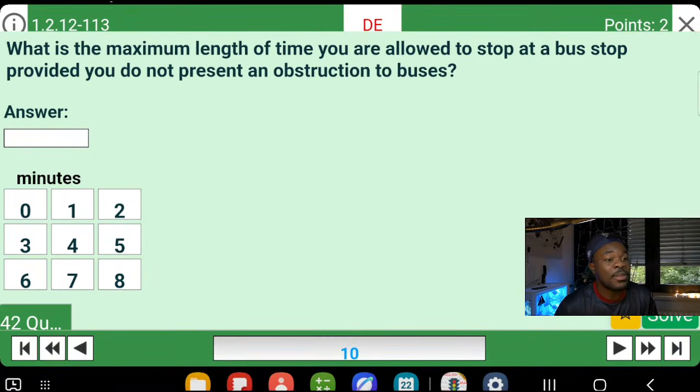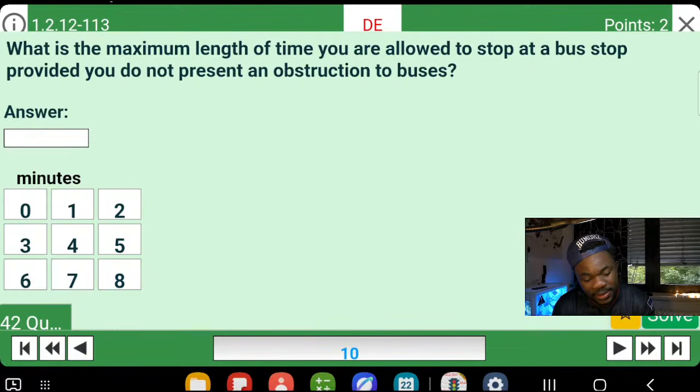What is the maximum length of time you're allowed to stop at a bus stop, provided you do not present an obstruction to the buses? I just answered this question already. I did not even know we were going to see it. So now everybody should be passing it. What's the answer for this question?